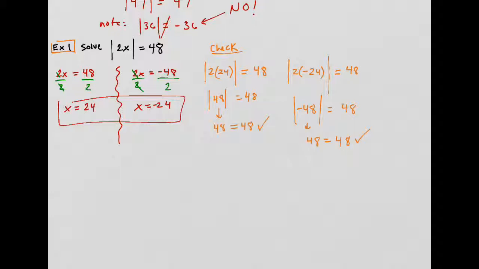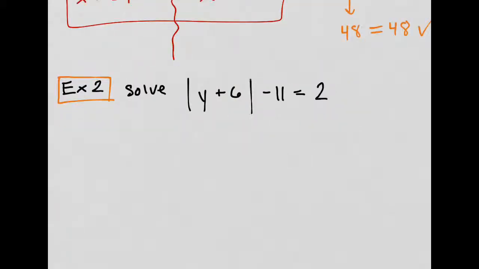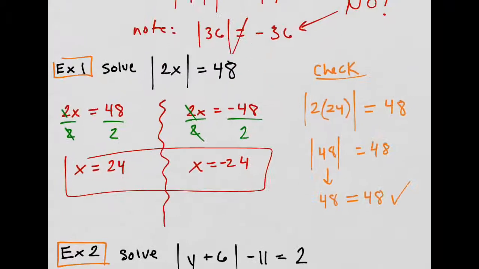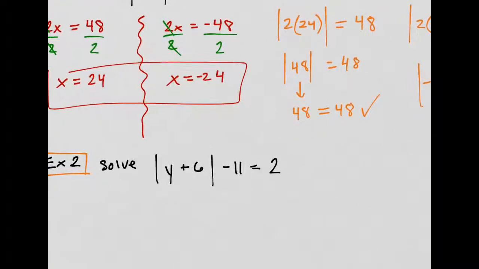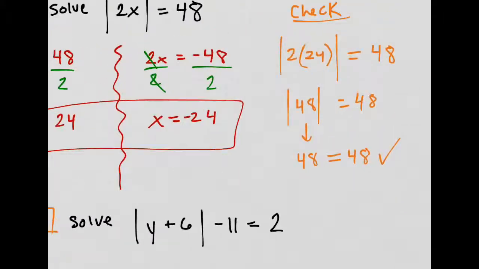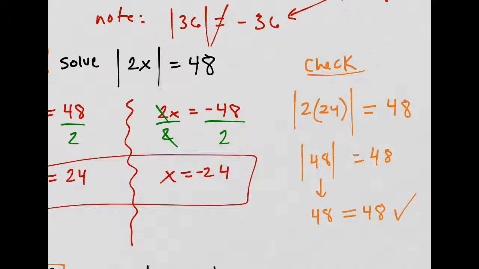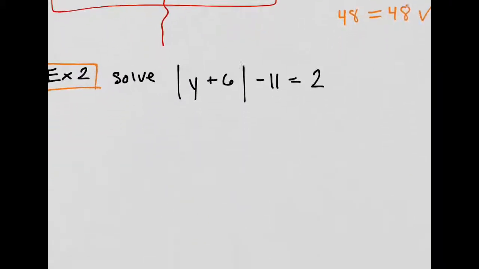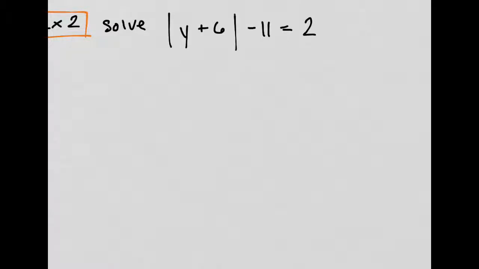Let's try a little bit more complicated one. Here's something that's a little bit different. We have something on the inside here. Here we only had multiplication. Okay, that's okay. And we have minus 11 on the outside. Here we don't have anything on the outside. So we have to do something a little bit different.